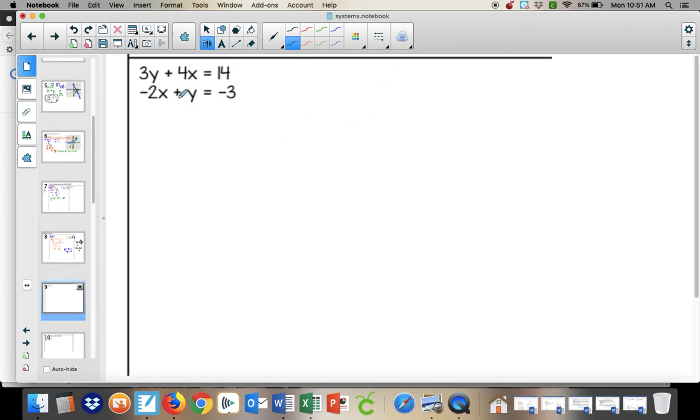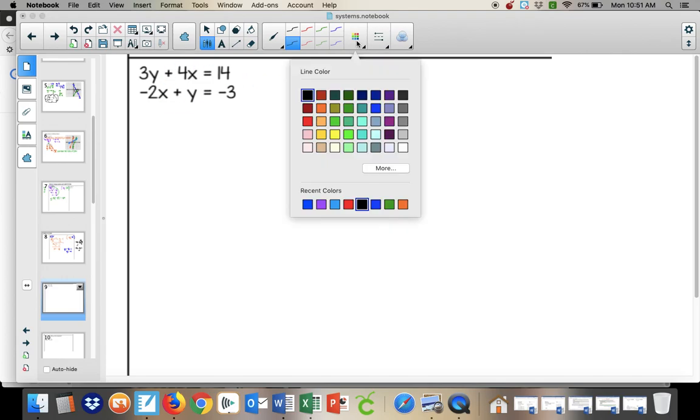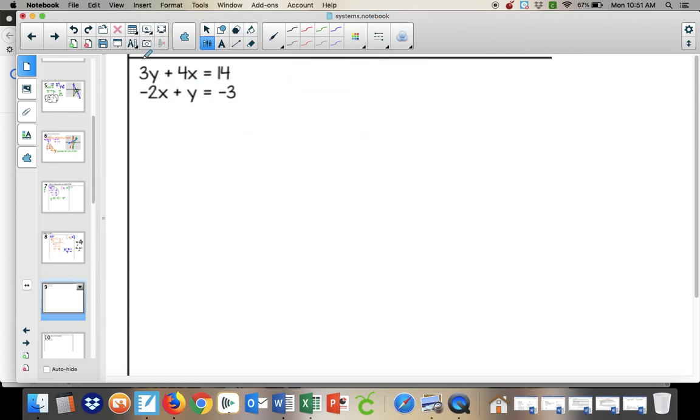So you want to make sure just that your coordinate point does work for both the equations. All right, with this one, neither equation is solved for the x or the y. So you look and decide, well, which one makes more sense to start with? Well, I have 3y, 4x, negative 2x, and just a y. I am going to solve for this y. So I'm going to bring over that negative 2x. Opposite of a negative is a positive. So now I have y equals negative 3 plus 2x.